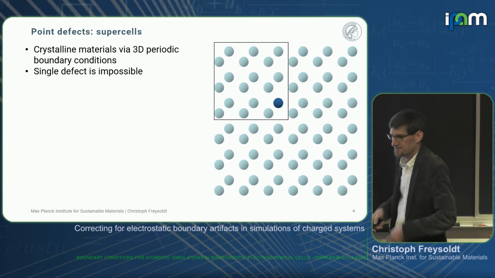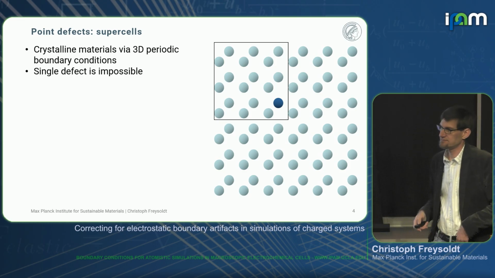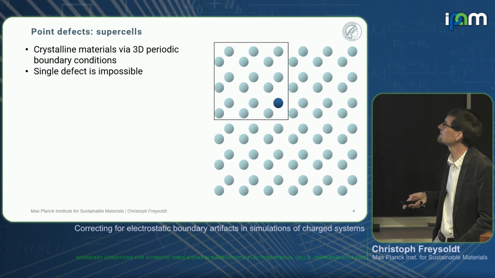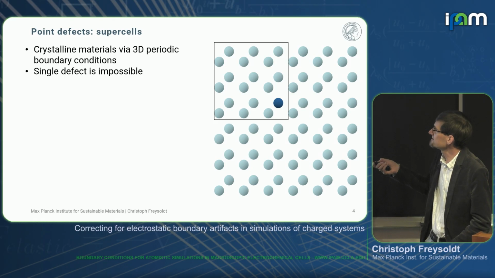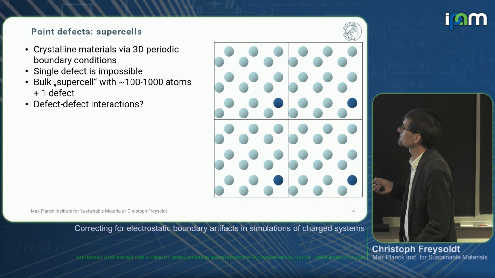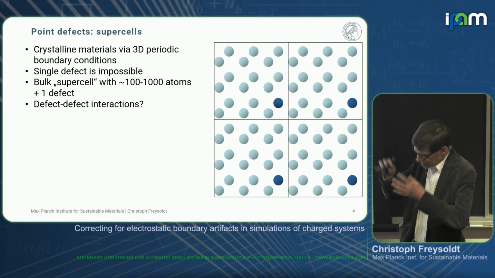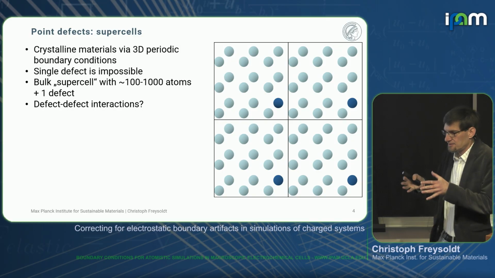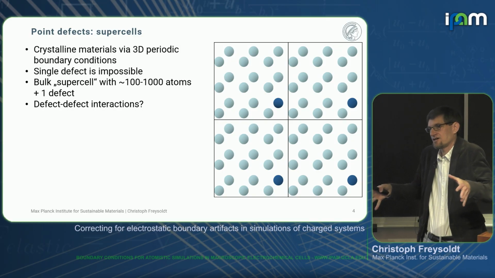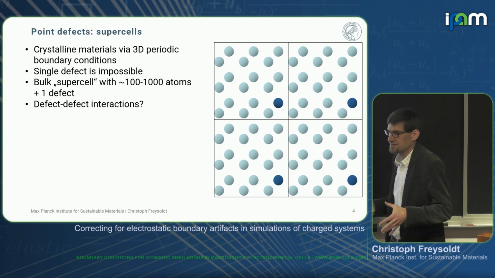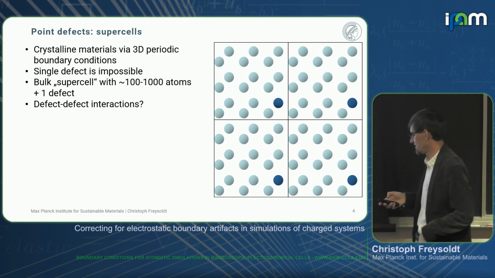What is done is that we take a larger region of our crystal, not a single unit cell, but multiple unit cells, put a single defect inside, and then again apply periodic boundary conditions so that we replace the single defect in our large system by a periodic array of defects. And of course, in principle, we can just make the supercell larger and larger, and then converge to the limit of an isolated defect not interacting with anything else.